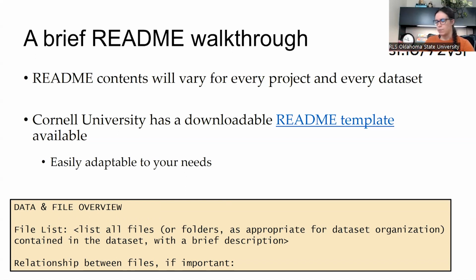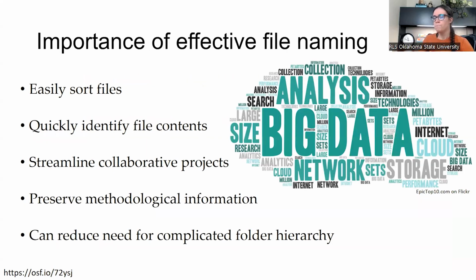Again, in this manila box is just an example from that template for the data and file portion of a README file. It's encouraging to list all your files or folders contained with the data set or project, including a brief description, describing any relationships between the files. So it's really a very comprehensive overview of your entire project. All right, so moving on to file naming.